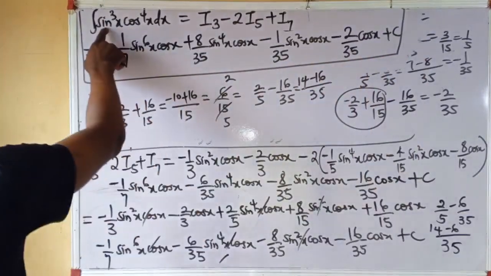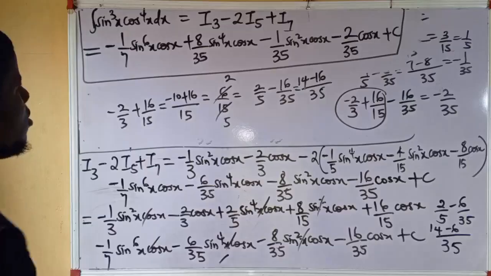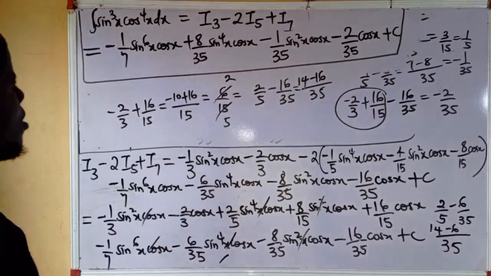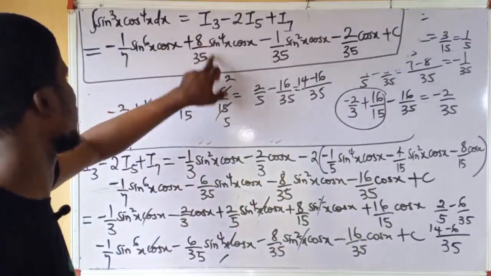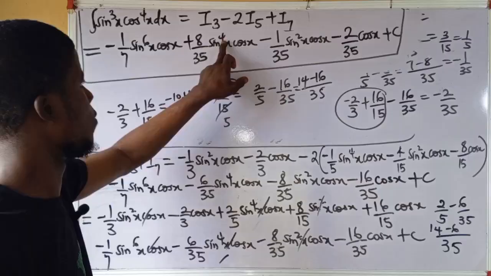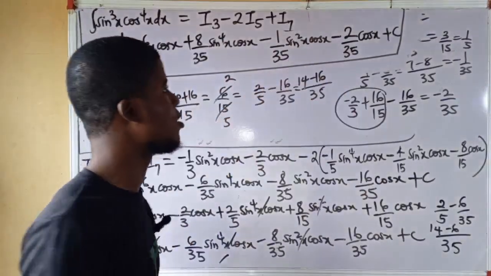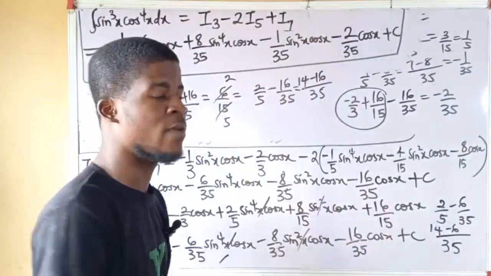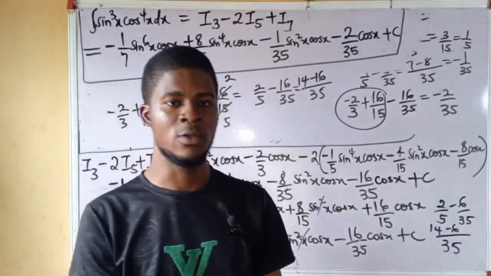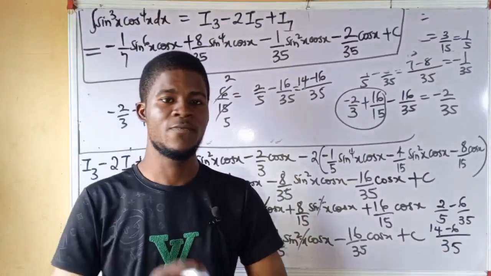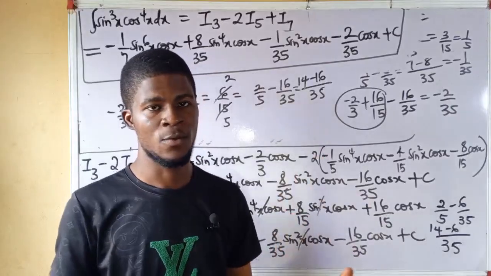For this integral, the integral of sine cube x cos 4x dx, the integral is this. Minus 1 over 7 sine 6x cos x plus 8 over 35 sine x to the power of 4 cos x minus 1 over 35 sine squared x cos x minus 2 over 35 cos x plus the arbitrary constant of integration. This is it for this video, and this is it for reduction formulas of this form.